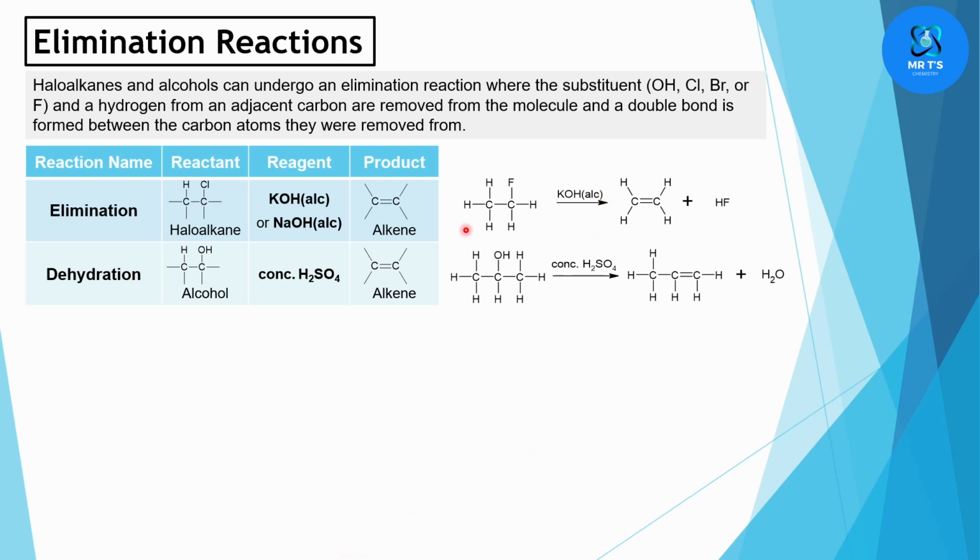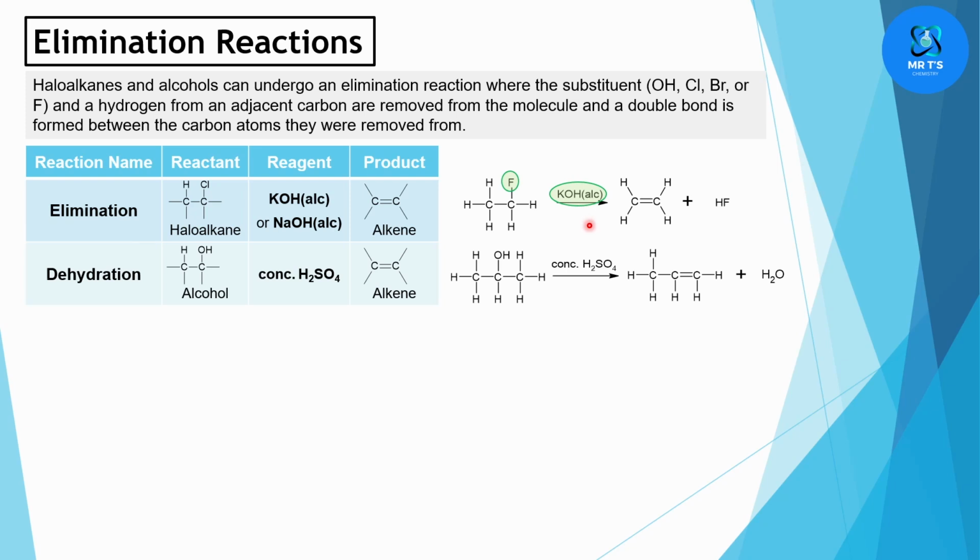So here is a haloalkane. We have a fluorine, and what we're going to do here is add potassium hydroxide. We could also add sodium hydroxide. Now in this case, to make this work as an elimination reaction, the potassium hydroxide has to be dissolved in alcohol and not in water. So we're using this reagent.